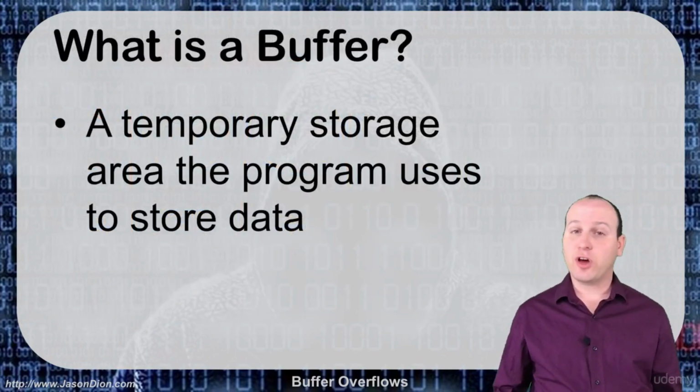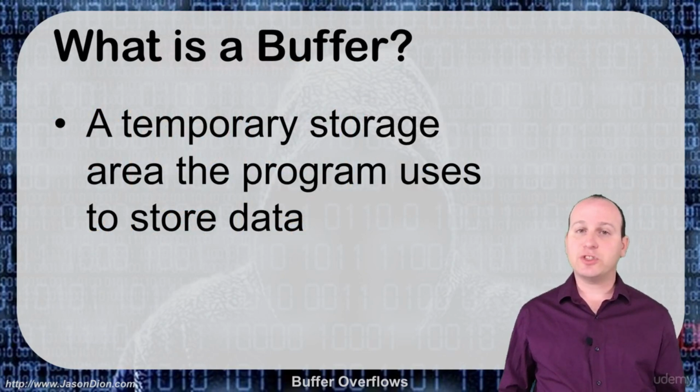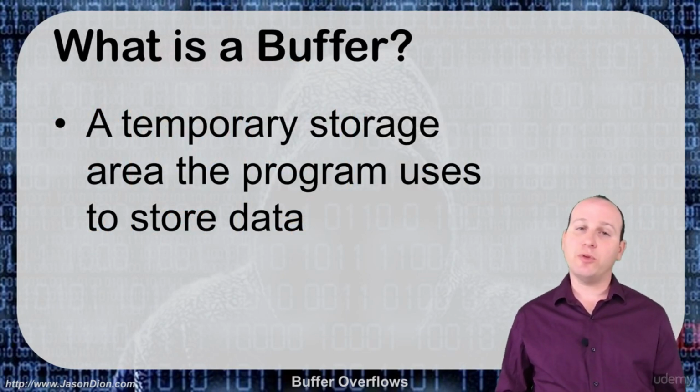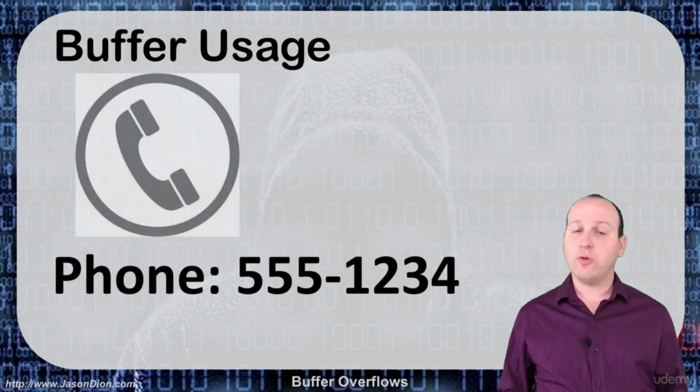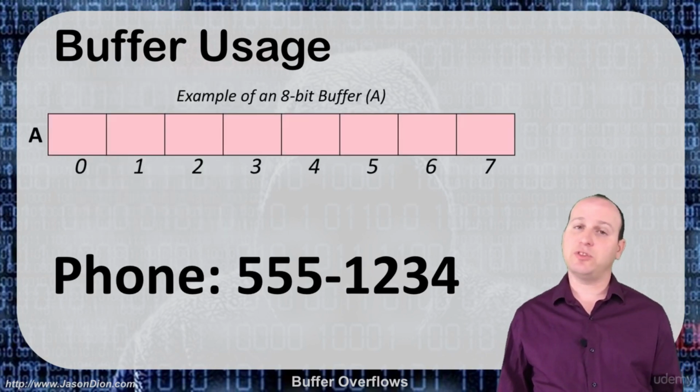So, first, let's talk about what a buffer is. A buffer is just a temporary storage area that a program uses to store its data. So, for instance, we might have something like a phone number we want to remember, 555-1234. Now, if I'm a computer program, I have to constantly be remembering that, or I need to put it someplace to store it, and that's where a buffer comes in.